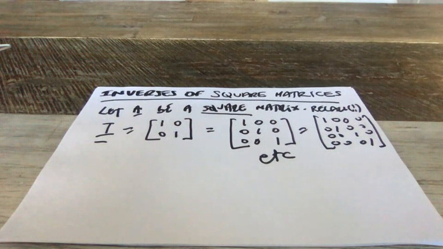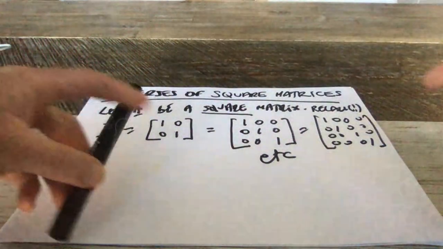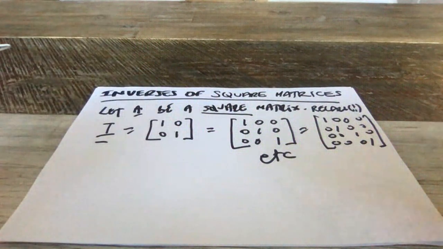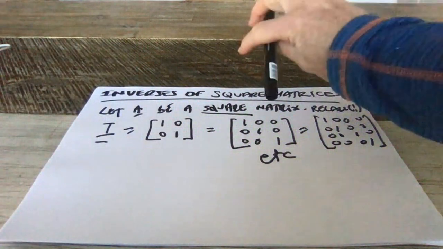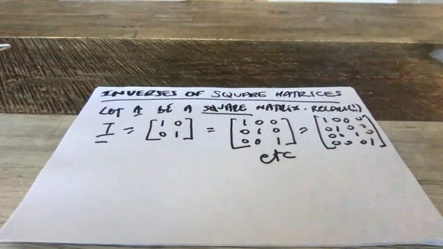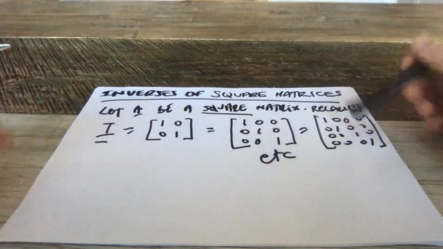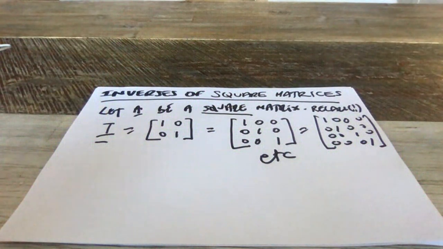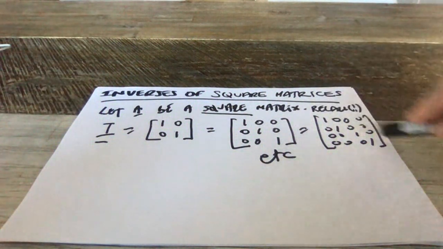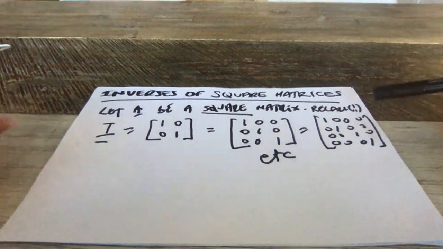So if you're dealing with 2 by 2 matrices, I is the first one. If you're dealing with 3 by 3 matrices, then I means this one. 4 by 4 matrices, you're talking about this one, etc. So if you've got a 10,000 by 10,000 square matrix, then I in that case means this matrix here with 10,000 rows, 10,000 columns, but with ones along the main diagonal and zeros everywhere else. So that's a very, very important idea.